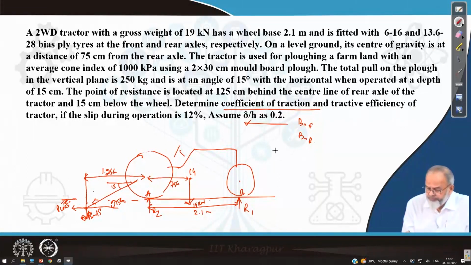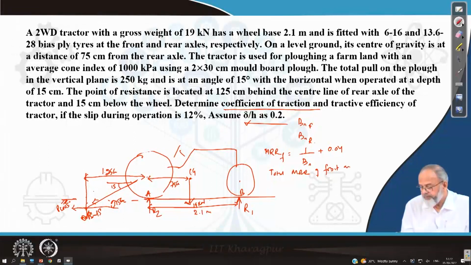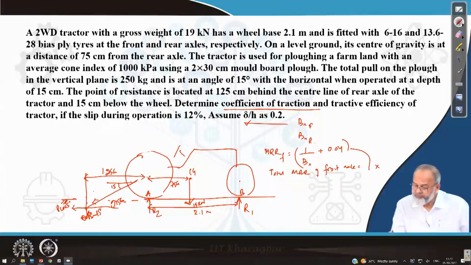Now for calculating the rolling resistance ratio, or motion resistance ratio, for the front wheel, since there is no slip, you can directly write it as 1 upon Bn plus 0.04. Whatever value you get, just multiply it by 2. So the total motion resistance of the front axle, that means for both the wheels in the front, is this expression into 2.